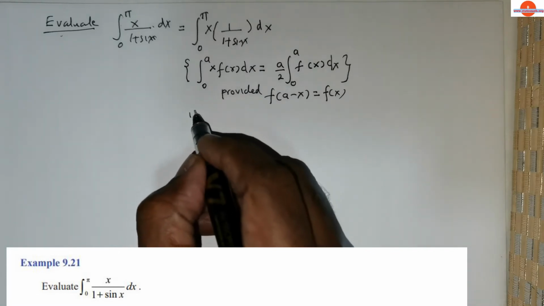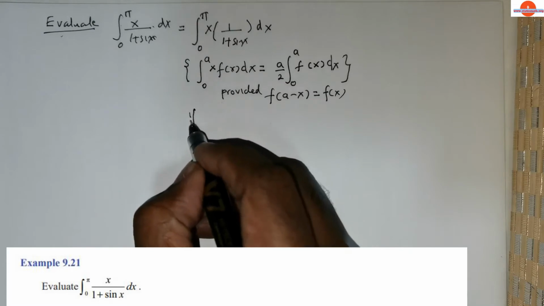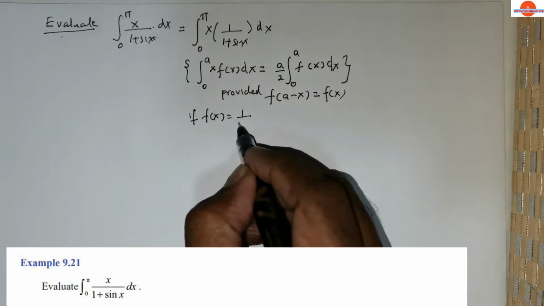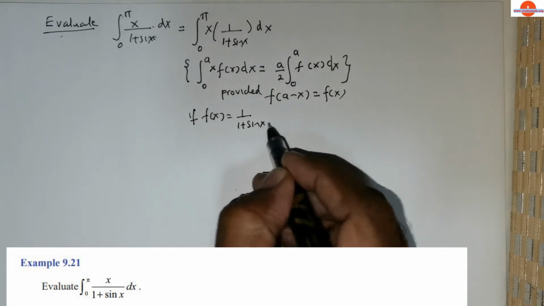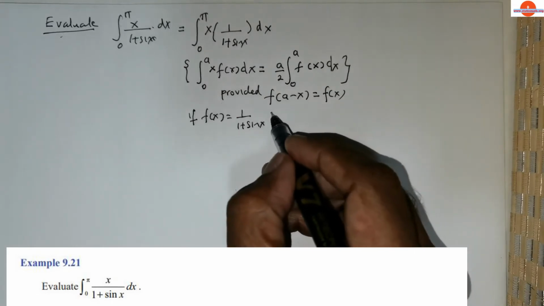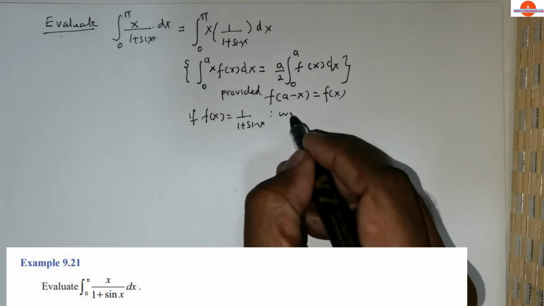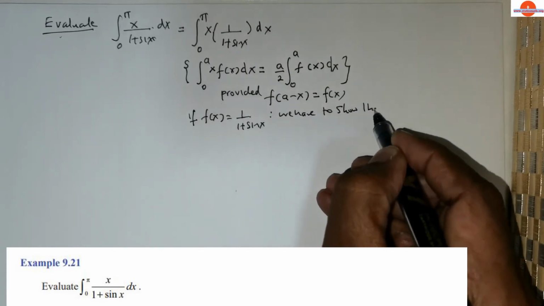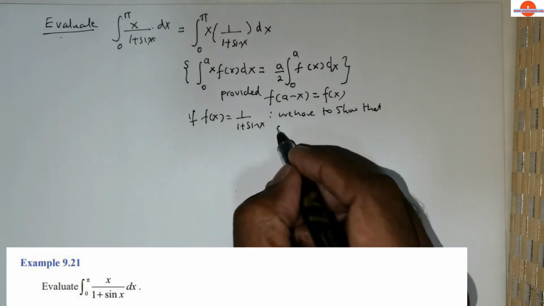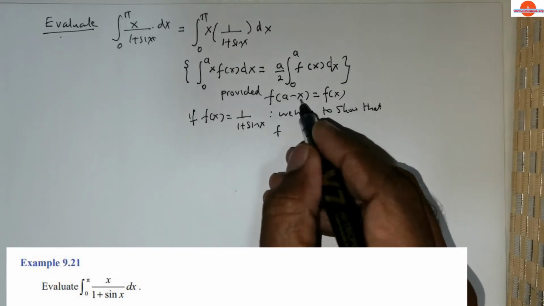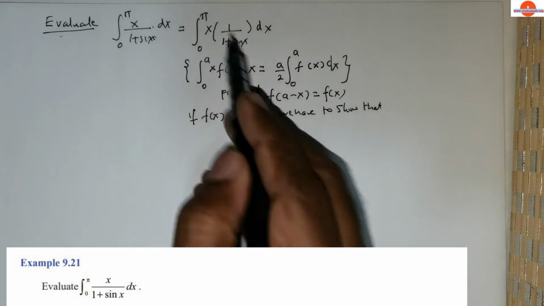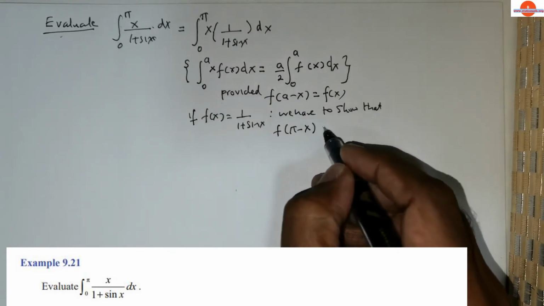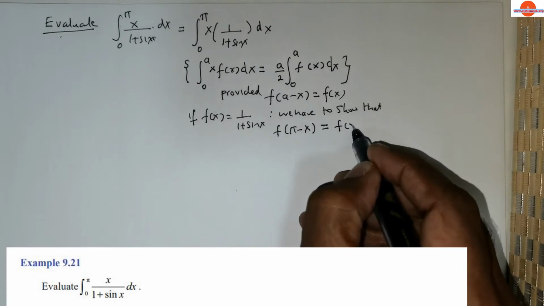So if we take f of x to be equal to 1 over 1 plus sine x, then we have to show that f of a minus x, and in this case the a is pi, f of pi minus x is equal to f of x.